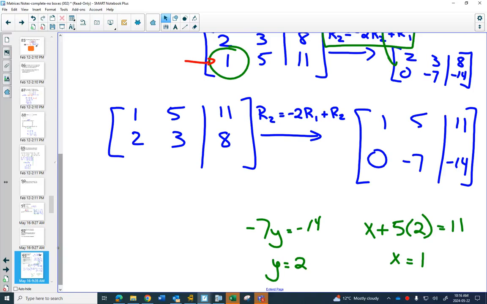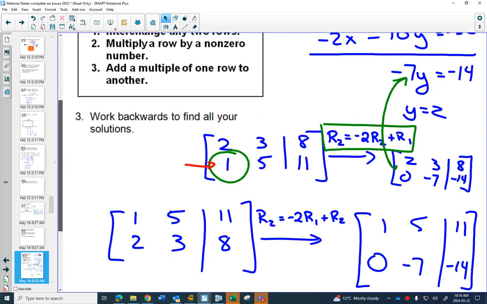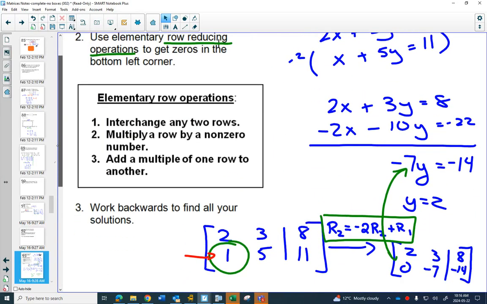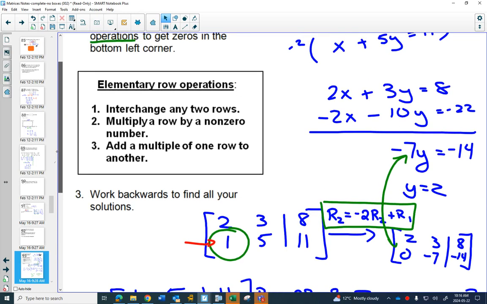Question? Wait, why are the numbers slightly different? Oh wait, I see it. They're two different ones. I thought I was rewriting it. Let's just ignore the second one.